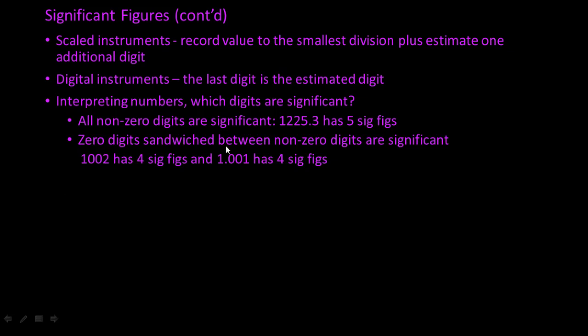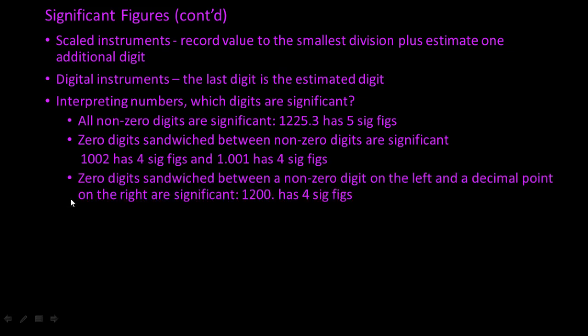0 digits sandwiched between non-zero digits are significant. So, for instance, 1002 has 4 significant figures. These 2 zeros sandwiched between the 1 and the 2 are significant. Similarly, 1.001 has 4 significant digits because these 2 zeros between the 1s are significant.